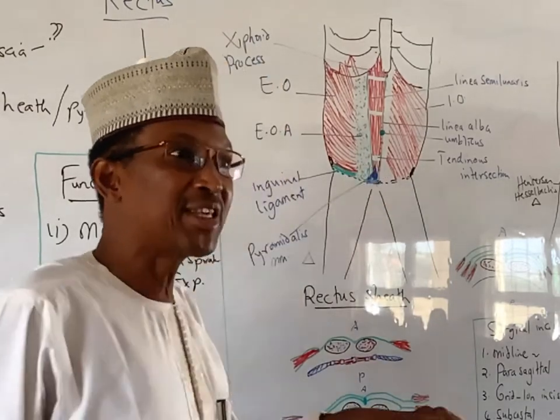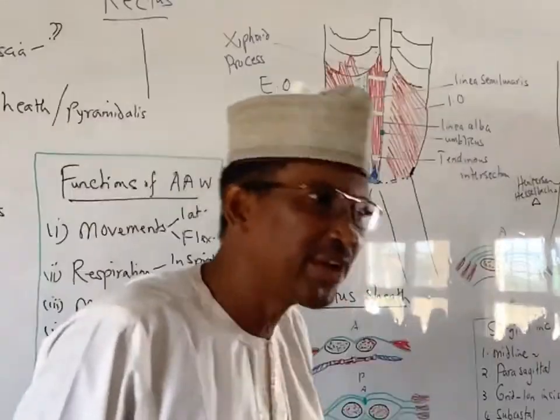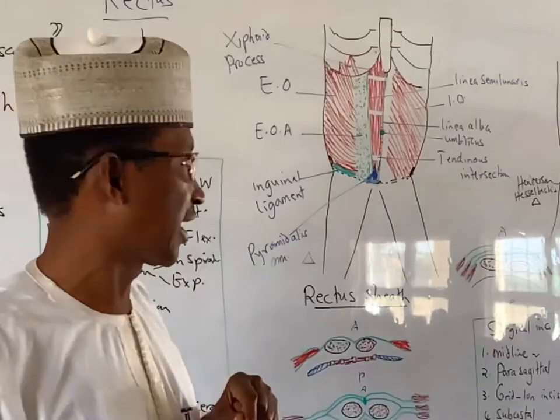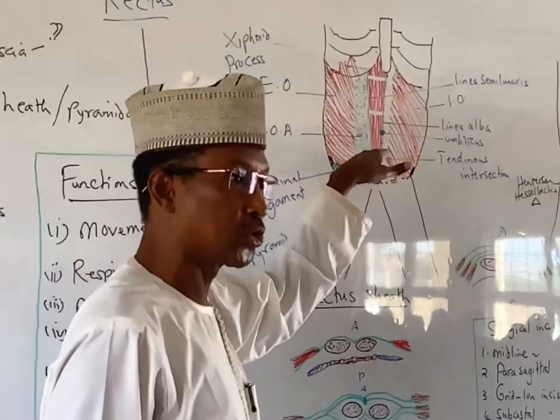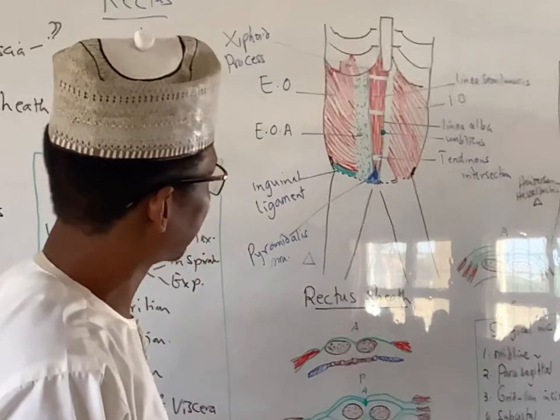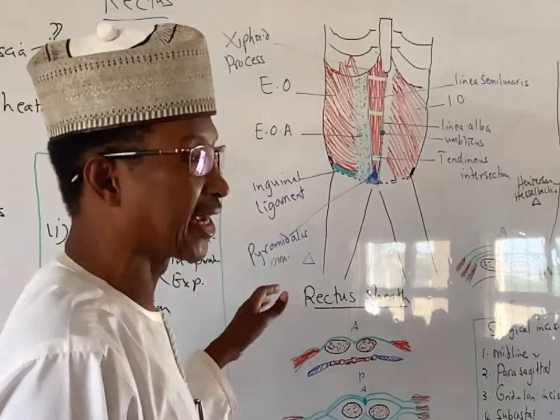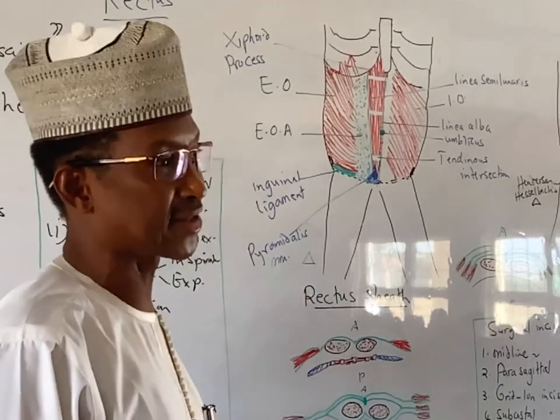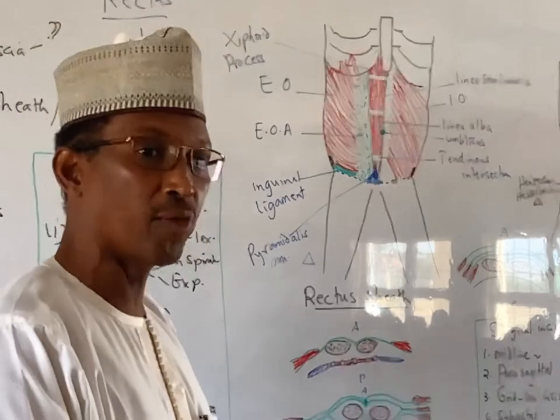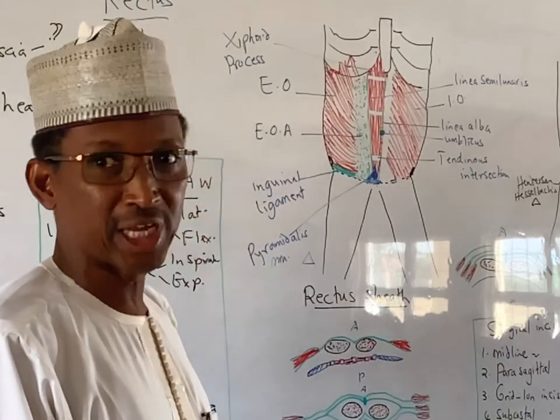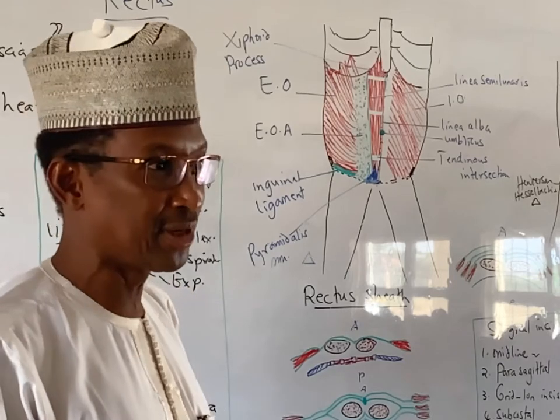Anteroinferior. That means it lies anterior and inferior. So we said it lies anterior inferior to the rectus abdominis. And we said that it may likely be absent in some of us, similar to one muscle in the forearm. I'm sure you must have remembered. What is the name of that muscle?